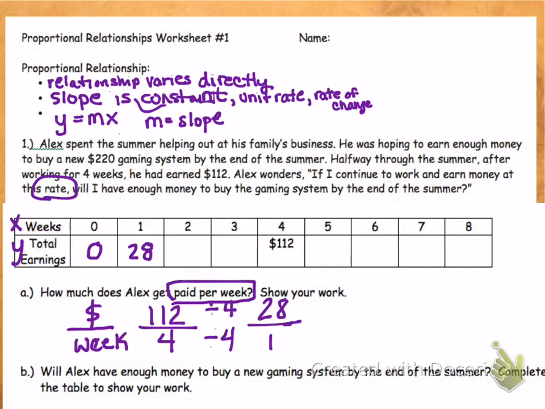So you could go through and just do the end product, but let's go through the process. So 2 weeks at $28 per week would be $56. 3 weeks would be $84. Go ahead and complete that, and then tell me what it would be for 5, 6, 7, and 8 weeks. So you should have that recorded, and you see that he has $224 by the end of week 8.